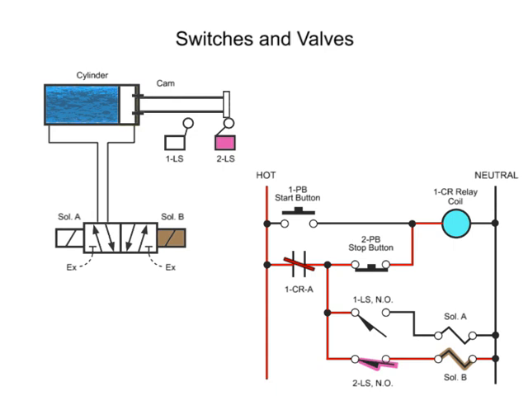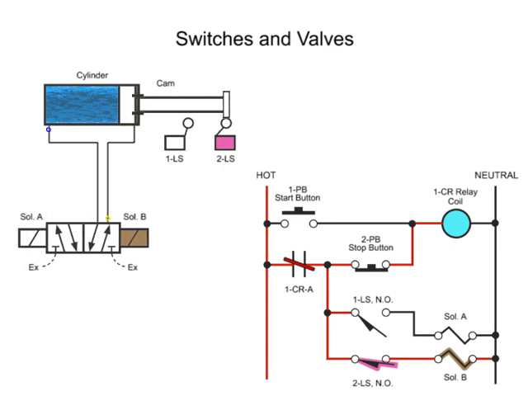Solenoid B then shifts the hydraulic valve, allowing fluid to drain from the blind end and begin to fill the rod end of the cylinder. The rod and cam begin to retract until the cam engages limit switch 1LS and the cycle starts anew.